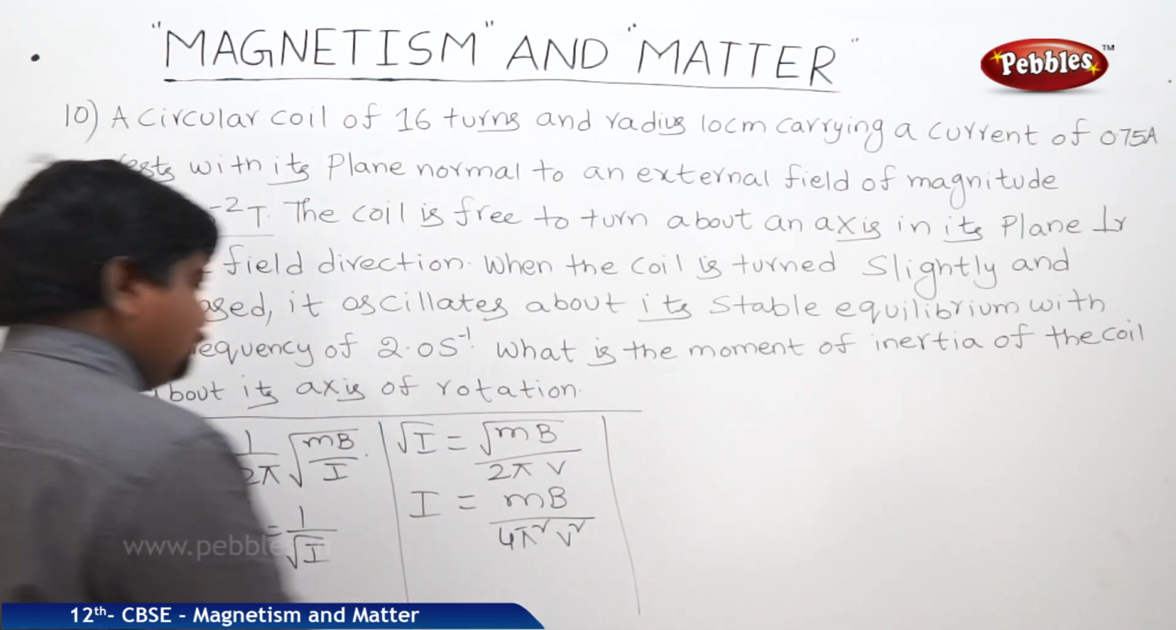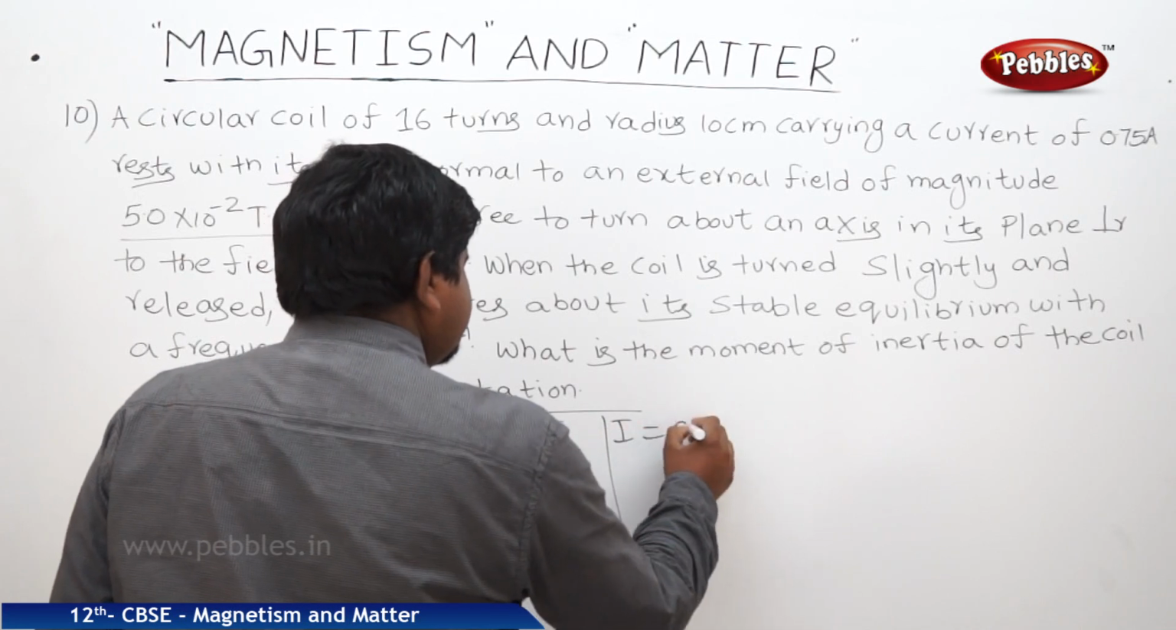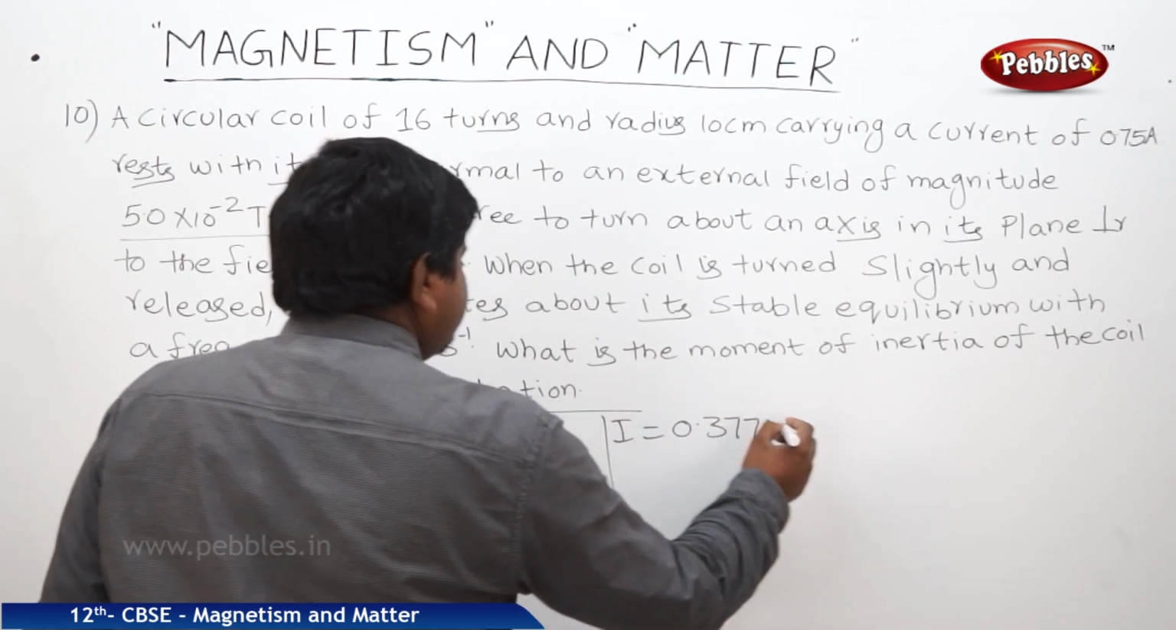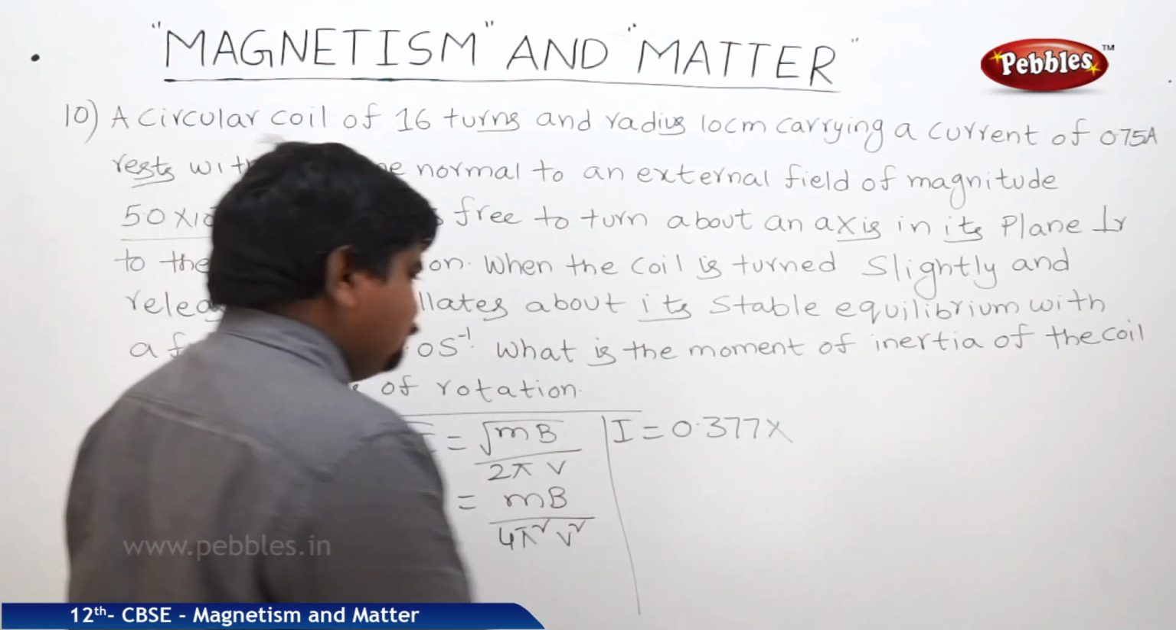So m we got 0.377, and B we have 5 into 10 to the power of minus 2 Tesla.